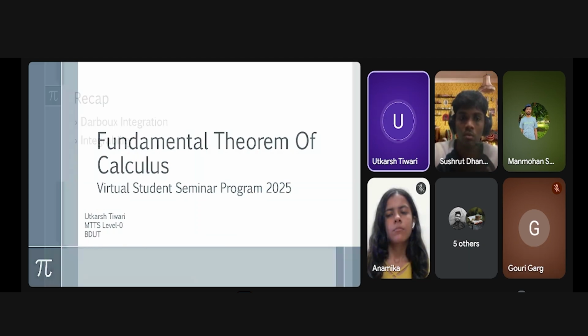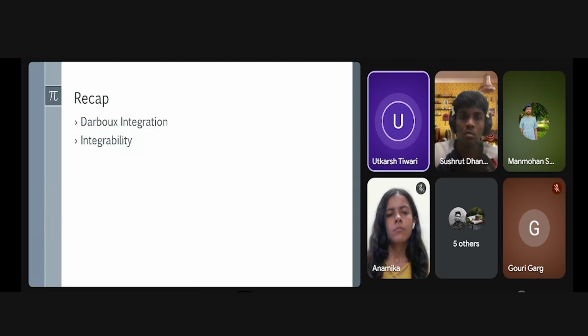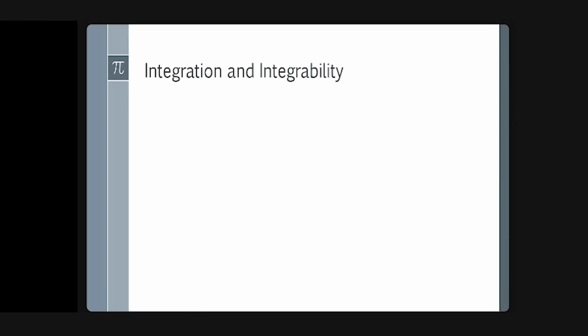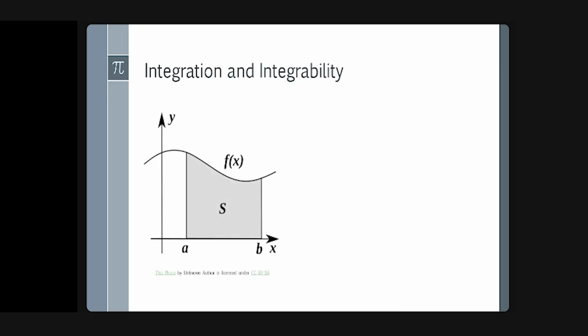So, as we know, the fundamental theorem deals with integral calculus. So, let's first do a recap of integration, integrals, integrability. When we refer to the integral of a function f, here as you can see, there is a function f(x), and it is restricted to the domain, the interval a comma b.